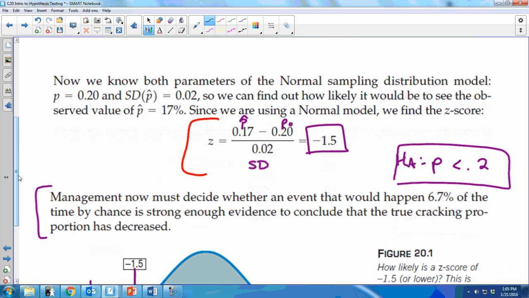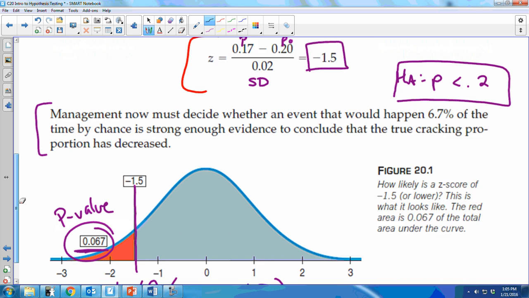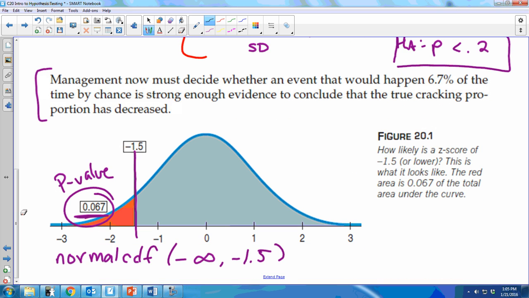So here is that work I just did. Their z-score is negative 1.5. Now keep in mind that our alternative said we think that the parameter is now less than 0.2, right? Keep that in the back of your mind. Now if we have a z-score, that means we have a standard normal curve, the mean of 0, standard deviation of 1. So negative 1.5 is right there. They draw the line for you. Why then did I want to find the area to the left? Why did they shade that part?